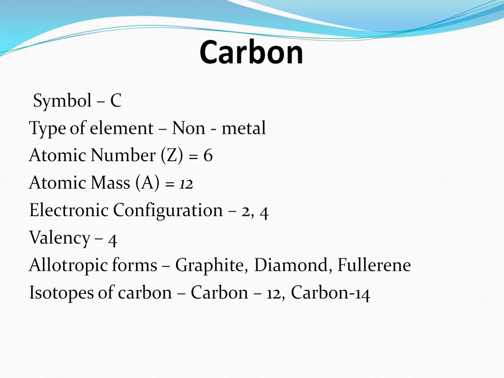The three allotropic forms of carbon are graphite, diamond, and fullerene, and the two main isotopes of carbon are carbon 12 and carbon 14.